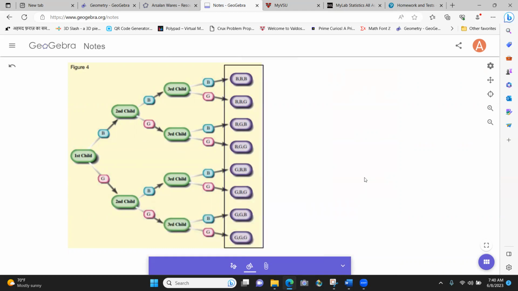Again, you could have a boy, boy, boy. I'm going to read it from the top inside the rectangle. BBB, you could have 3 boys. BBG, BGB. Of course, the order matters. Boy first, then girl, boy. BGG, GBB, GBG, GGB, GGG.